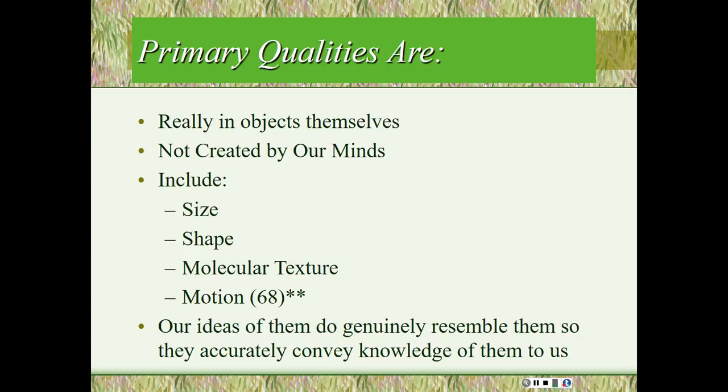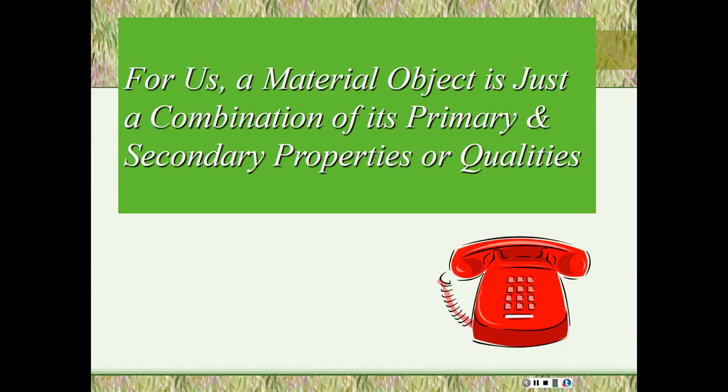So for Locke then, and this is a very important slide to look at, and it's the last one because I ended here with a 10 o'clock class, and it's a good one to transition. If you want to understand Berkeley and Hume, understand what this slide says. An object out there in the world, like an old-fashioned telephone, for us is just a combination of its primary and secondary properties.